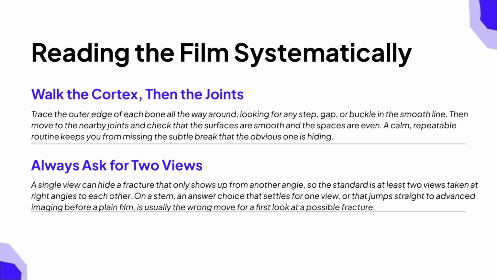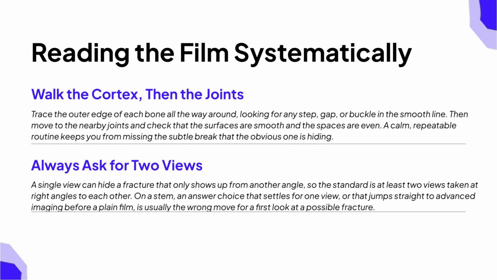Let us step back to how you actually read the film, because a systematic routine catches the fractures that a quick glance misses. Walk the cortex first. Trace the smooth outer edge of each bone all the way around, looking for any step, gap, or buckle in that line. Then move to the nearby joints and check that the surfaces are smooth and the spaces between bones are even. A calm, repeatable routine keeps the obvious fracture from distracting you away from a second, subtler one.